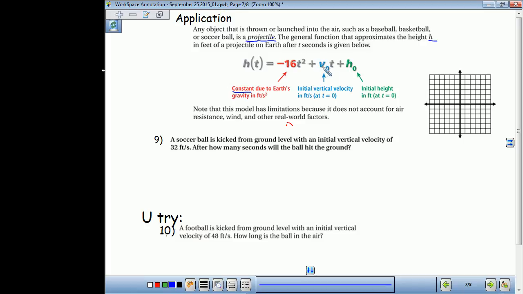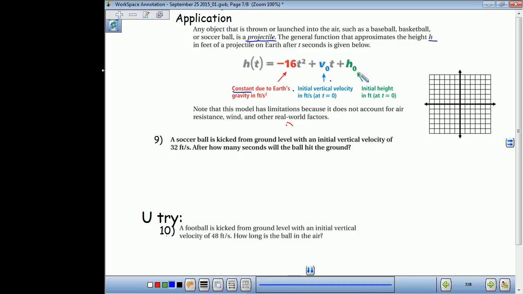That represents the velocity of the object at time 0. V naught means at time 0. So the initial velocity of the object. And it's talking about a vertical velocity, the initial velocity going up because we're launching, right?